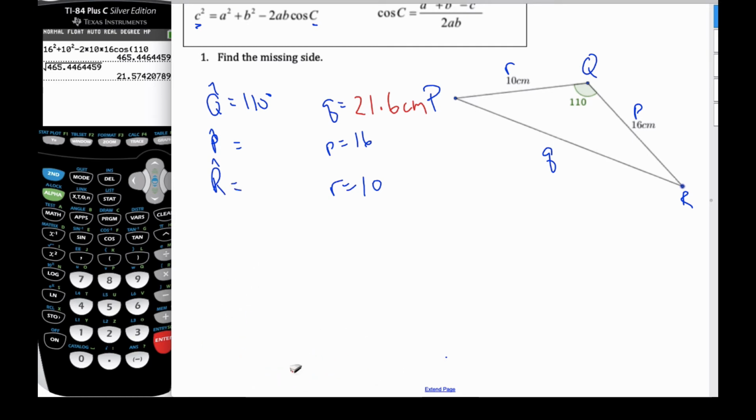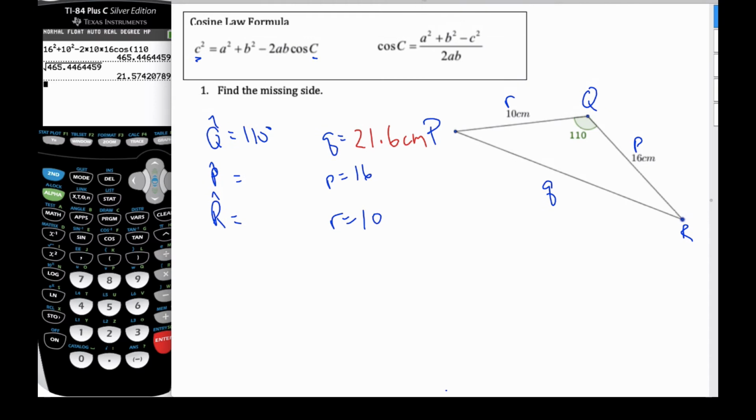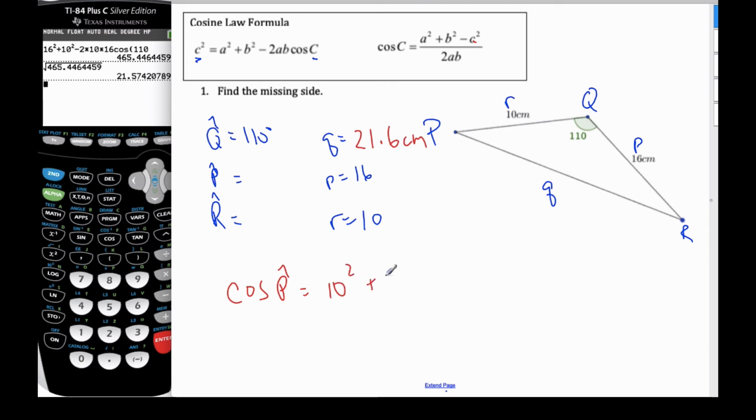If I come along and I can use the other version, the angle part, if I'm going to find angle P, so it's cosine of angle P is equal to, well, here's the key. Here's C, so here's the C squared on this one. So it's just going to be 10 squared plus the 21.6 squared minus the P squared. That's the key. This one has to be squared and subtracted because it's the last one. And I'm going to divide that by 2 times 10 times the 21.6.